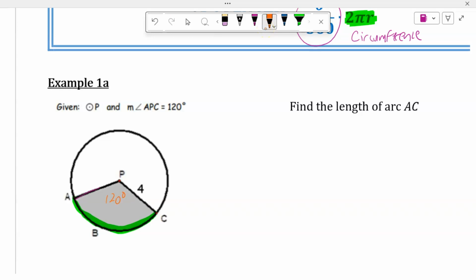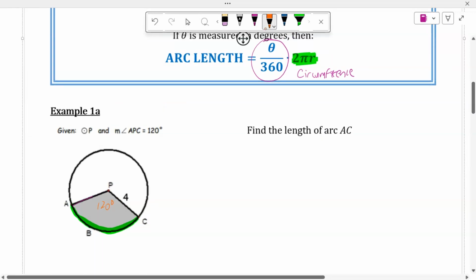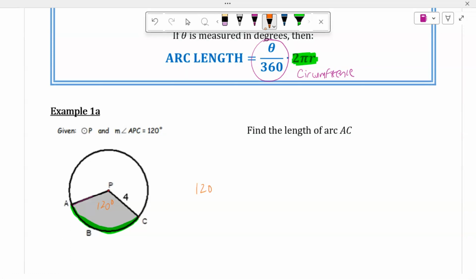So essentially all we have to do is plug in what we know into the formula. So up here we know theta, that's our central angle in this case, is 120 degrees out of 360. We don't want 360 out of 360, we just want 120 out of 360. Times 2 times pi, which we can leave as pi, or sometimes you'll be asked to change to 3.14. But in this case, we want to have exact answers, so we'll leave it as pi. And then we're going to times by the radius, which looks like is 4.